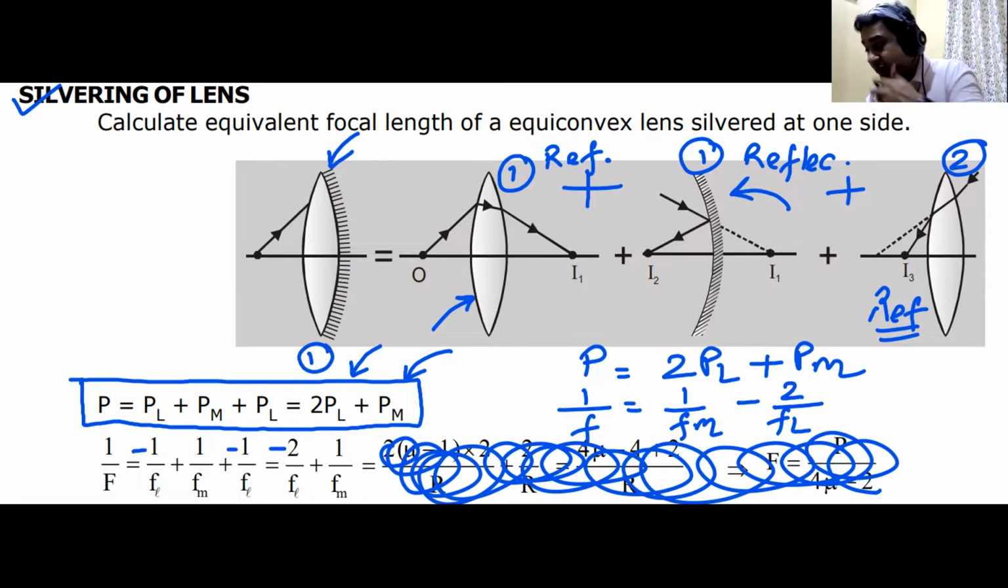So please note down this formula, sir. The formula is same. The concept is same. It is just asked in a different way. I'll give you a minute to note it down. Well then, I think you have noted down the formula of silvering of lens.